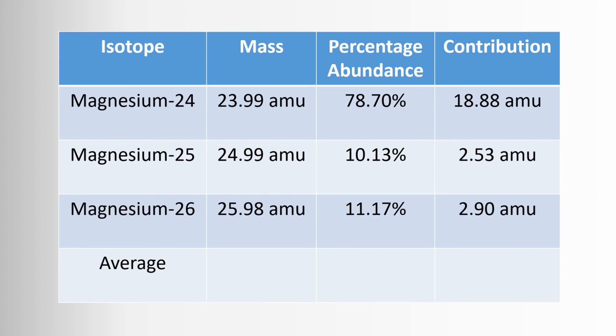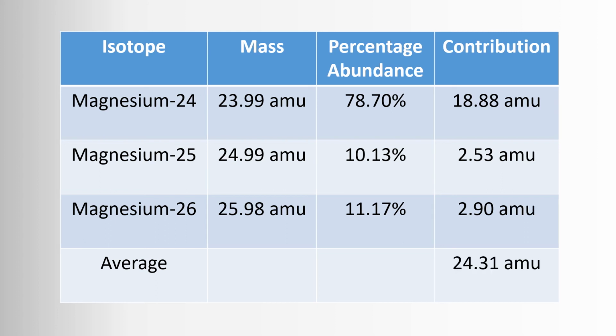That's like if I gave you a grade and I said, okay, 78.70% of your overall grade comes from these. You would be able to figure out what contributions your exams had to your overall grade. You can do the same thing here. So I multiply each of those through, I get 18.88 plus 12.53 plus 12.90. Add those 3 together, I get 24.31 AMUs. That would be the average mass of magnesium, the relative atomic mass of magnesium, right, is what we call it.